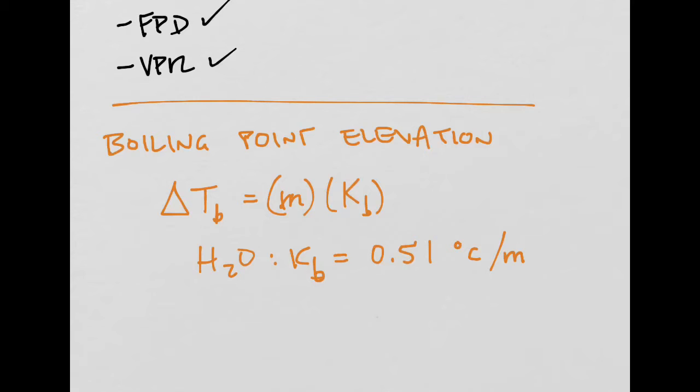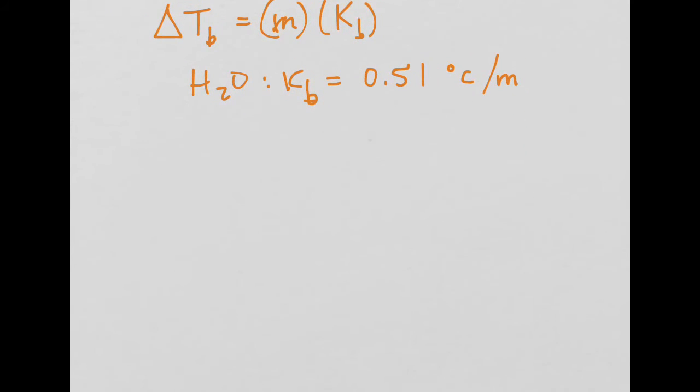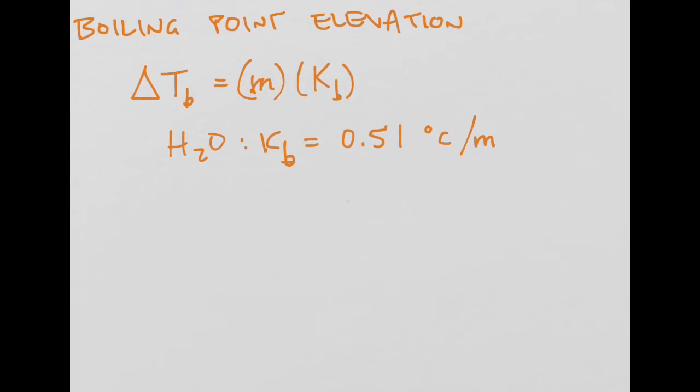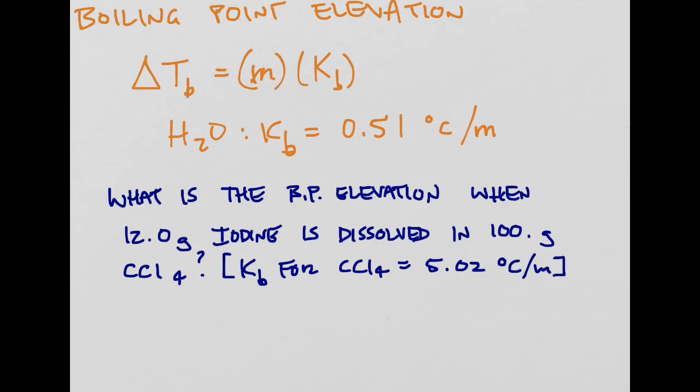So let's see how this works with a particular problem. Okay, so here is the problem. What is the boiling point elevation when 12 grams of iodine is dissolved in 100 grams of carbon tetrachloride, or CCl4?